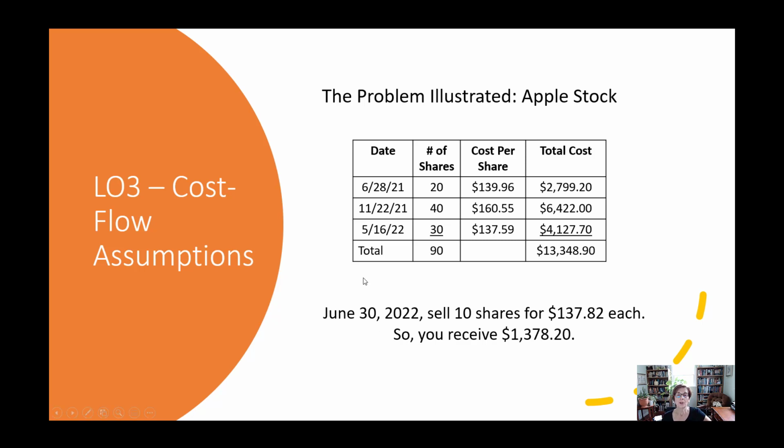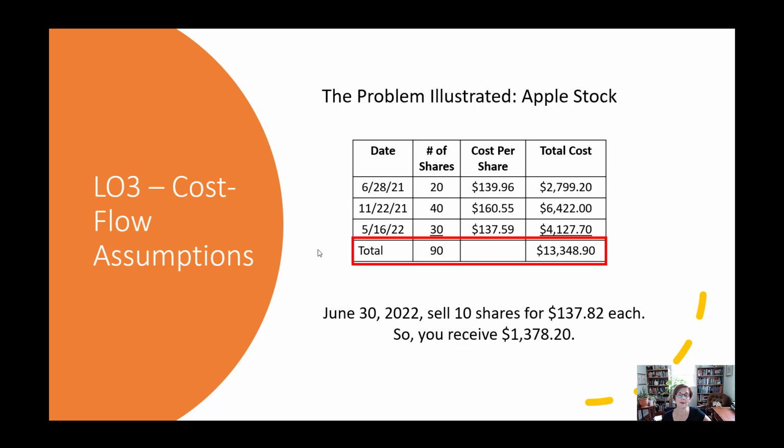Now, when you open up your account, this is what you see, right? You see you have 90 shares that cost you $13,348.90. Now, which 10 shares did you sell? There's no way to know because all of the shares look the same and they're all in the same account.